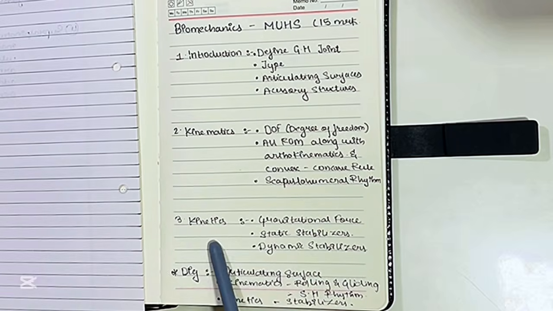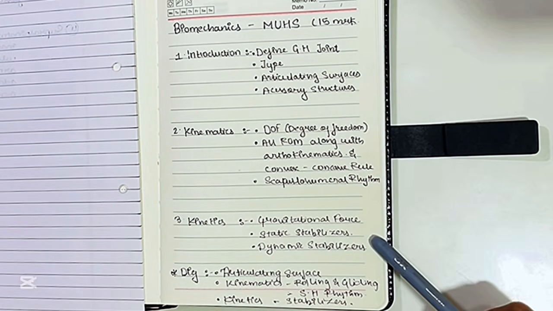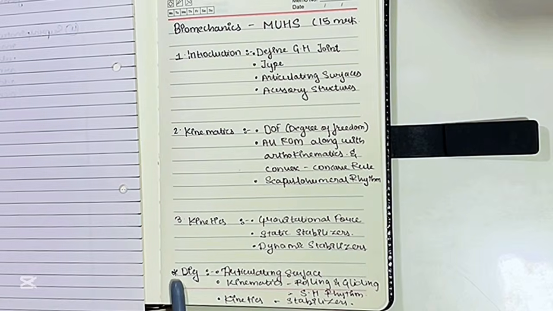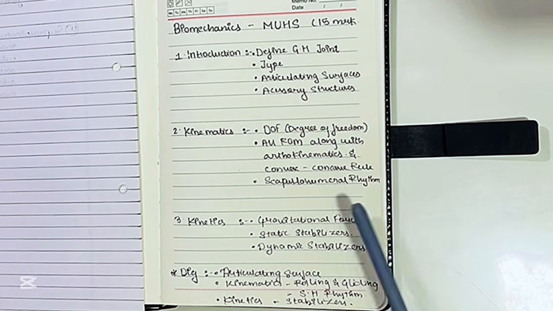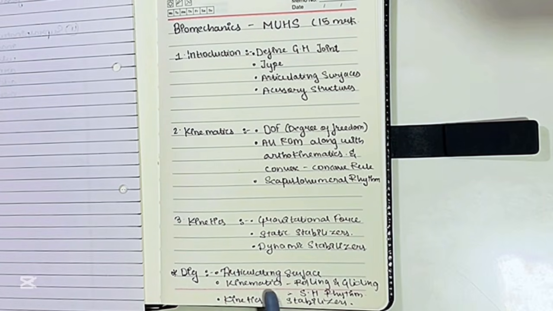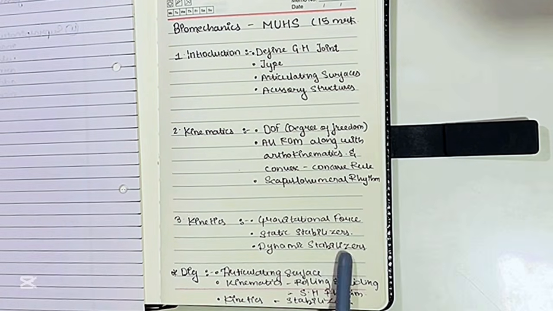In kinetics, you have the forces involved. So as I said, for the glenohumeral joint, you mention the gravitational force, the static stabilizers, and the dynamic stabilizers involved in it. And then it is very important, I've written down where you should add diagrams. First, in the introduction part, you can add a diagram of the joint. Second, where the kinematics is involved, you can add one. And then for kinetics, you can show how the forces are acting on the joint. So you can show it through diagrams.